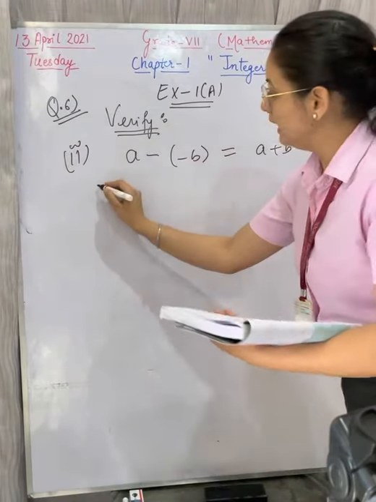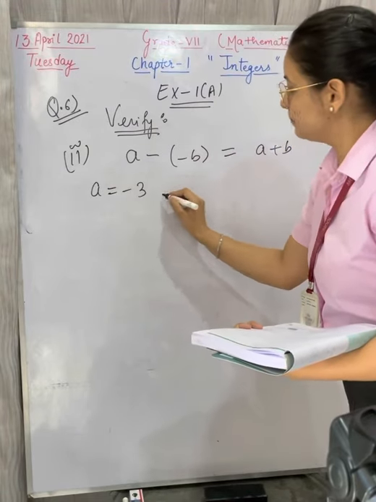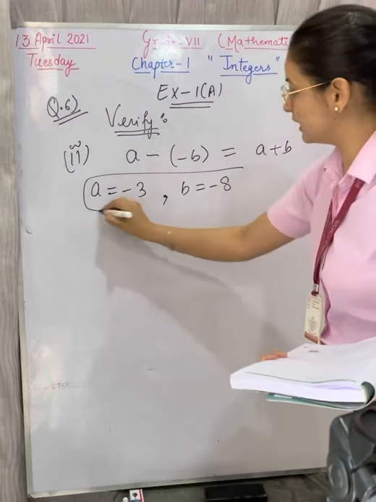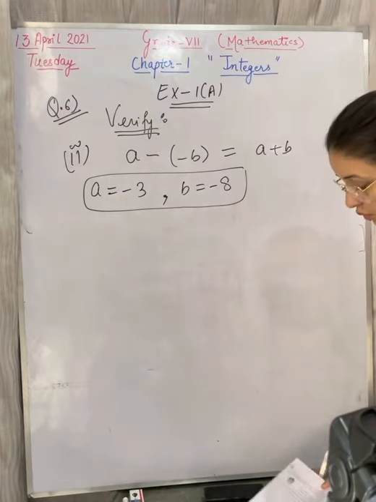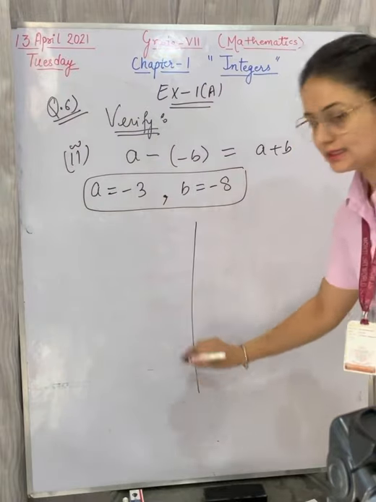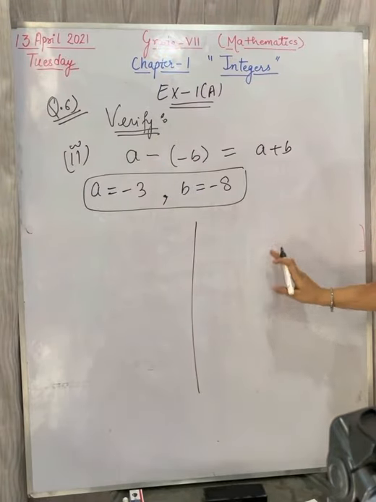Terms are given: a is equal to minus 3 and b is equal to minus 8. These values are given to you in the question. So you just have to put the values one by one on the left hand side. This is left hand side and here is right hand side.